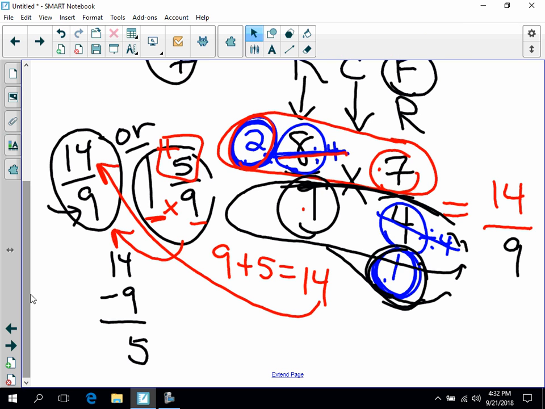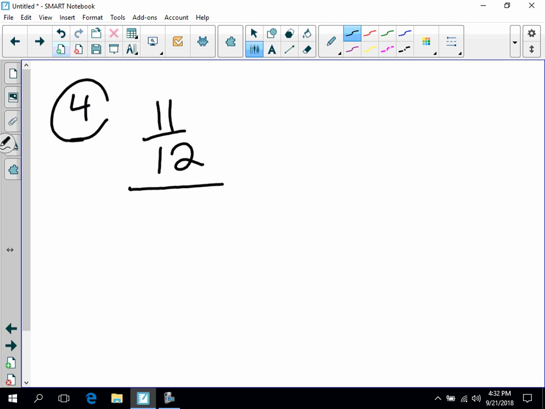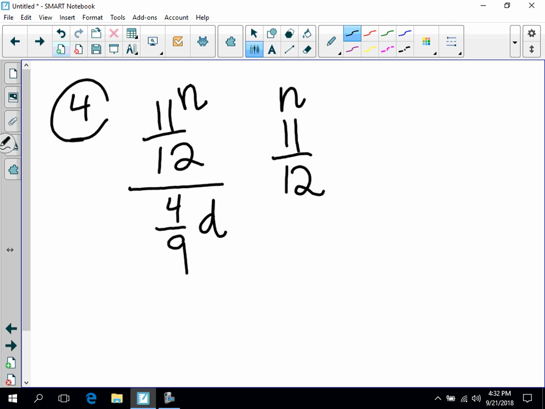Let's look at number 4. Number 4, 11 twelfths divided by 4 ninths. Step 1, record the numerator. So the numerator I copied exactly. Step 2, record the denominator. The denominator is 4 ninths. Then I replace the fraction bar division symbol with a regular division symbol.